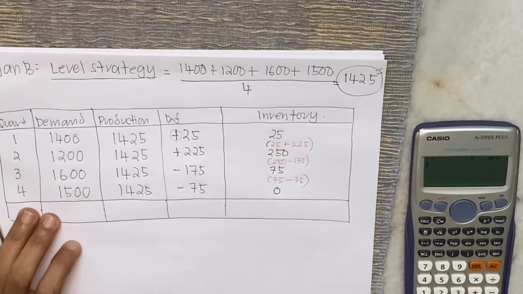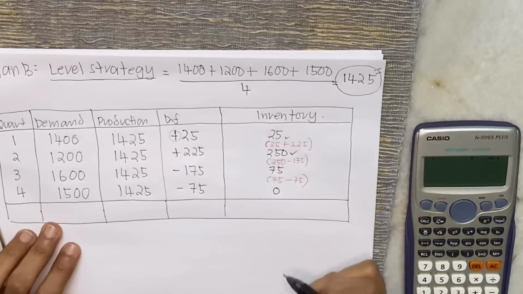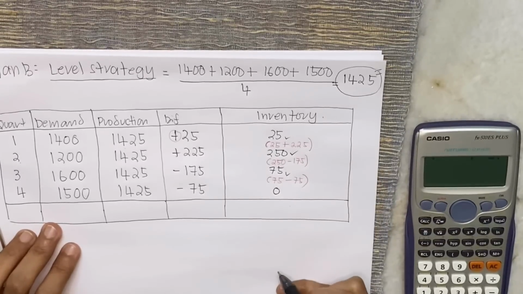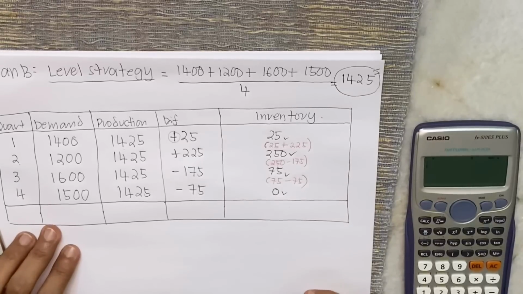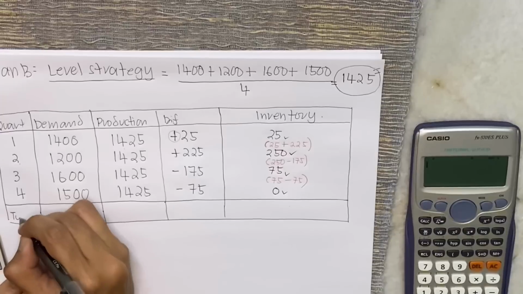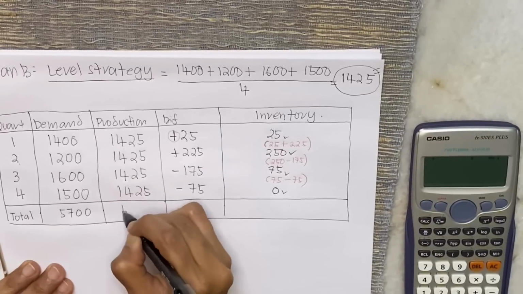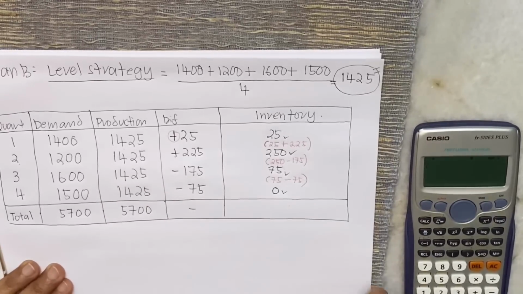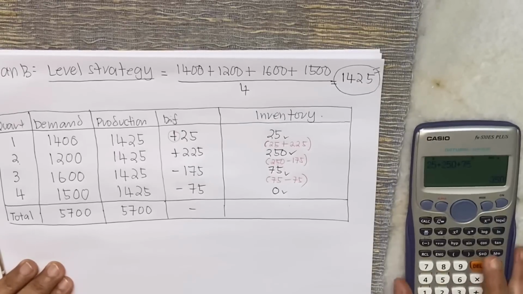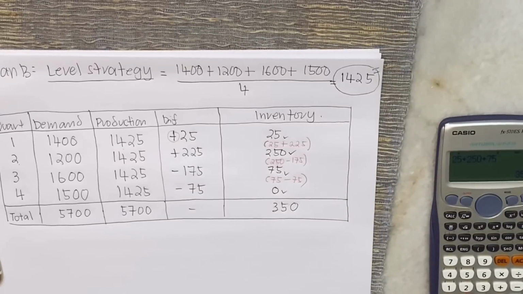Alright, so now what are we going to do? Okay, so we have 25 units at quarter 1, 250 at quarter 2, 75 at quarter 3, and 0 units at quarter 4. So what we are going to do is calculate the total. 5700, none will be written here. 25 plus 250 plus 75. So we have 350 here. We got 350 here.